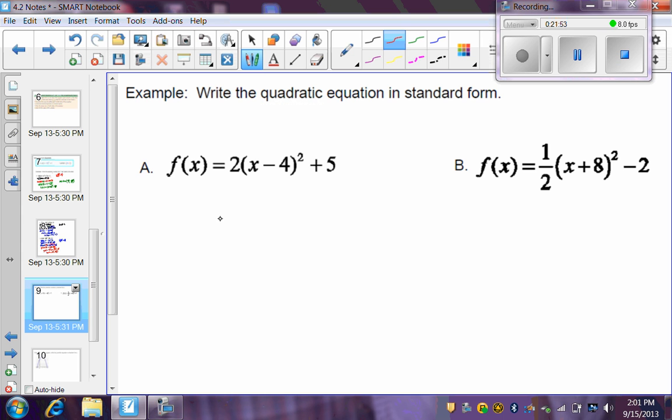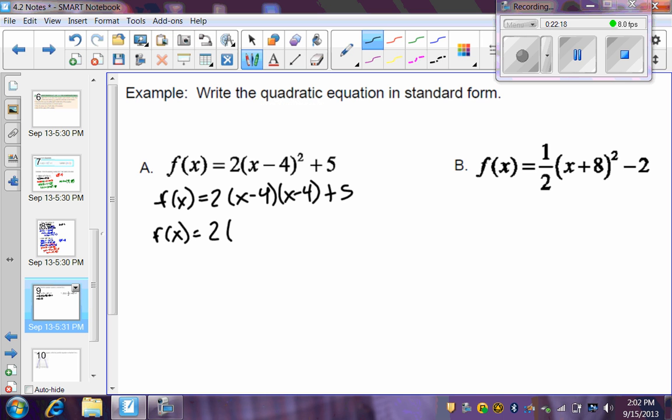Okay, let's review for a minute. It says, write the quadratic equation in standard form, and this is already in vertex form. So that can be rewritten as f of x equals 2, there's 2 of these, so that's going to be x minus 4 times x minus 4 plus 5. So that gives me f of x equals 2 parentheses. FOIL this out, and you will get x squared minus 8x plus 16 plus 5.